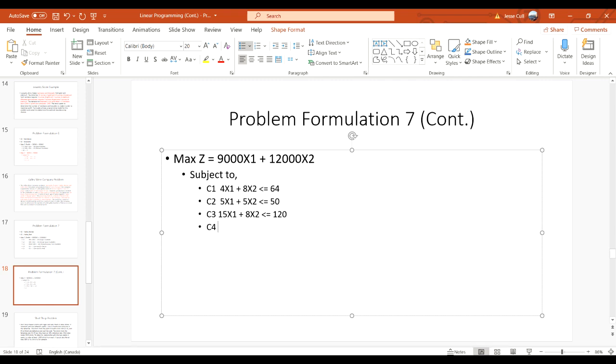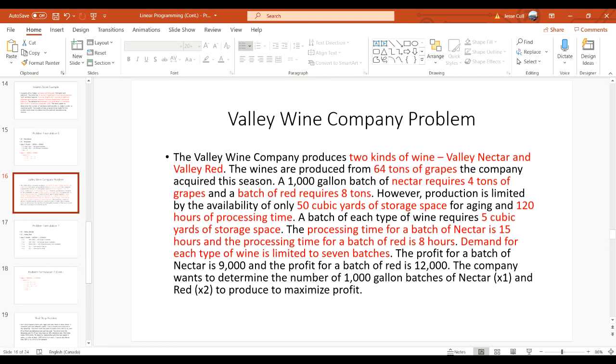C4, x1 less than or equal to 7. C5, x2 less than or equal to 7. Taking all of this information and plugging it into any managerial science computer program, as stated, will allow you to solve very easily this relatively complex question.